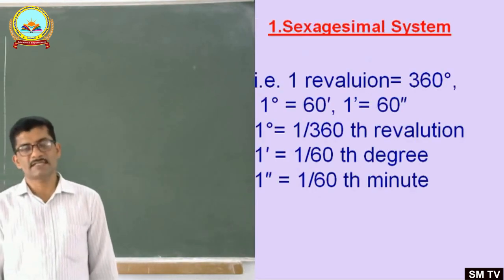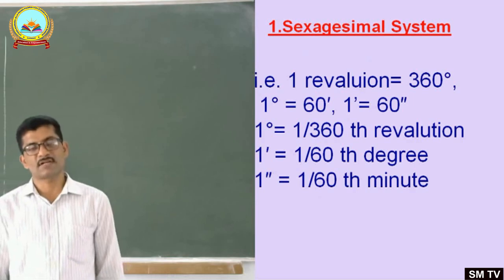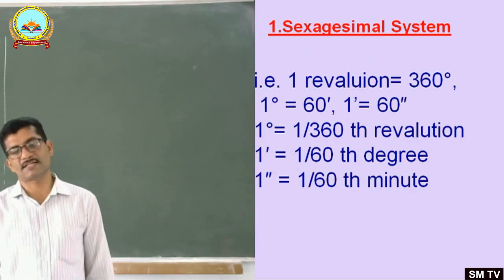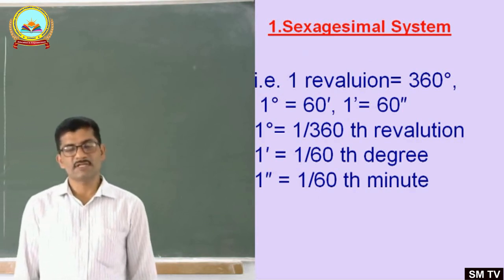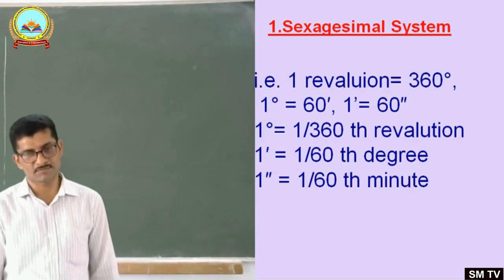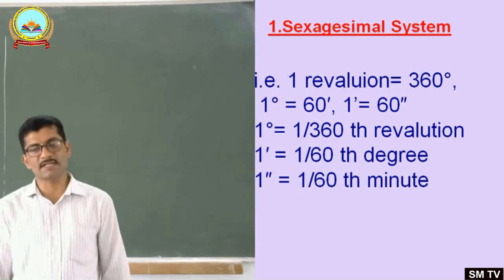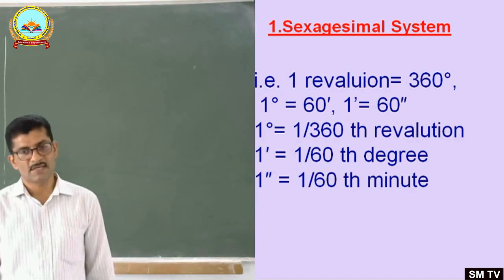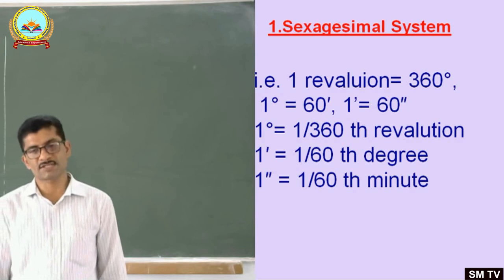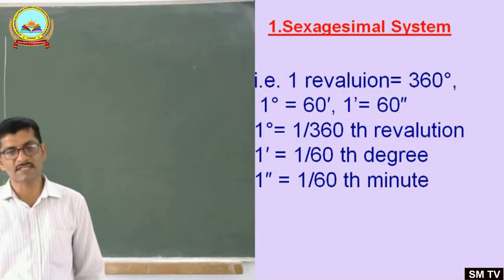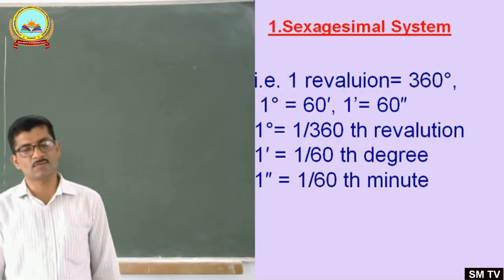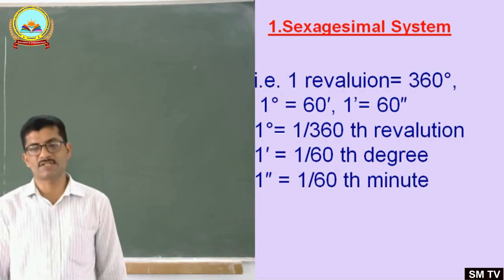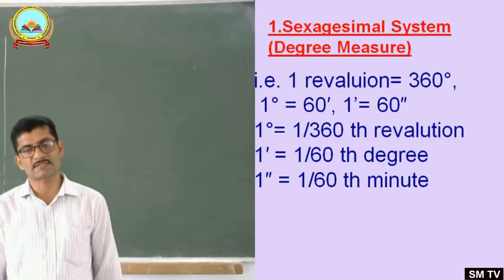In sexagesimal measure, we know that one revolution means 360 degrees. 1 degree means 1 divided by 360th of a revolution. The fraction of a degree is called minutes. 1 minute means 1 by 60th of a degree, and the fraction of a minute is called seconds, and 1 second is equal to 1 divided by 60th minute. ಇದನ್ನ ನಾವು degree measure ಅಂತ ಕರೀತೀವಿ.